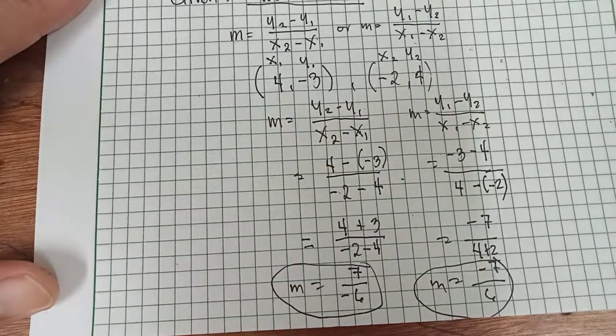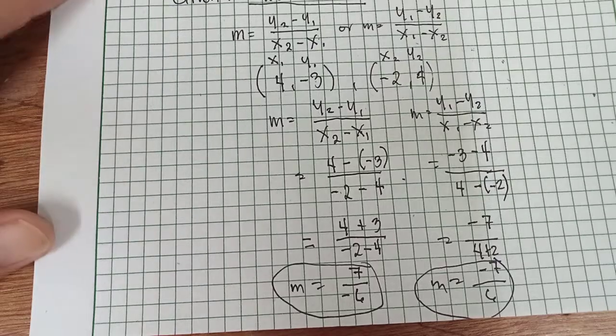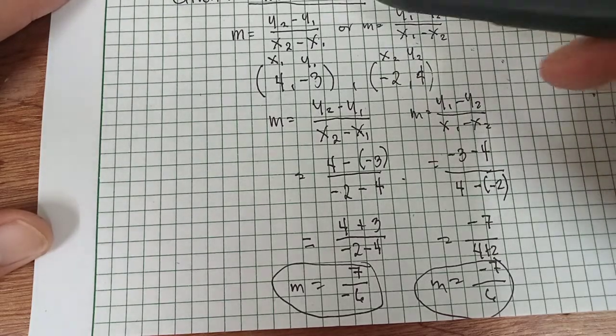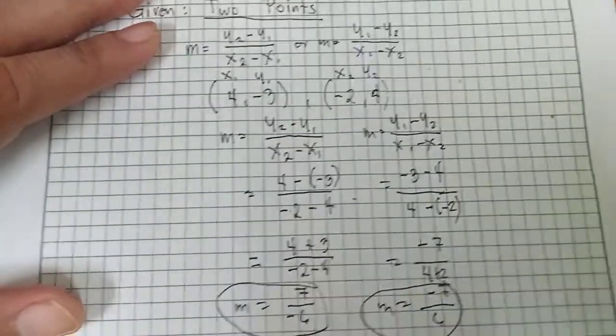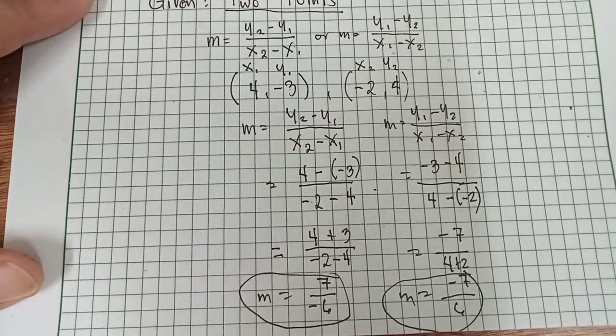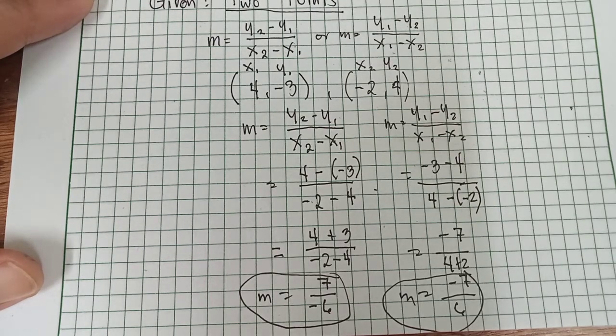So that is one example of how we're going to solve for the slope of the line if the given is 2 points. Okay? So let us now go to the next one. What if the given is the equation?